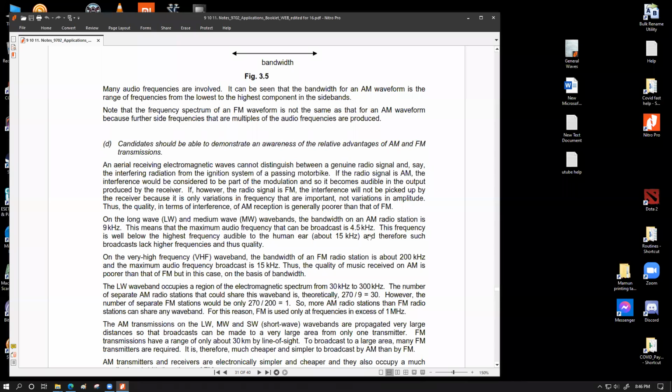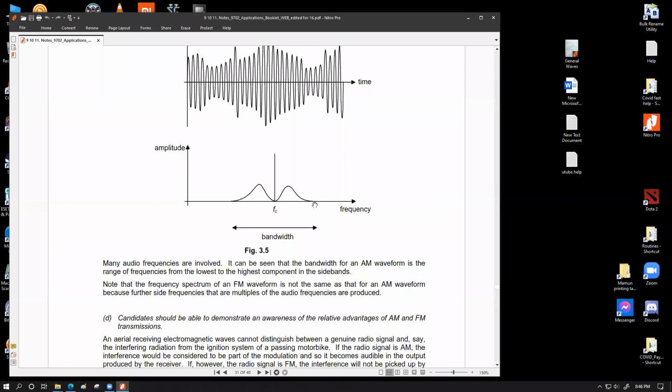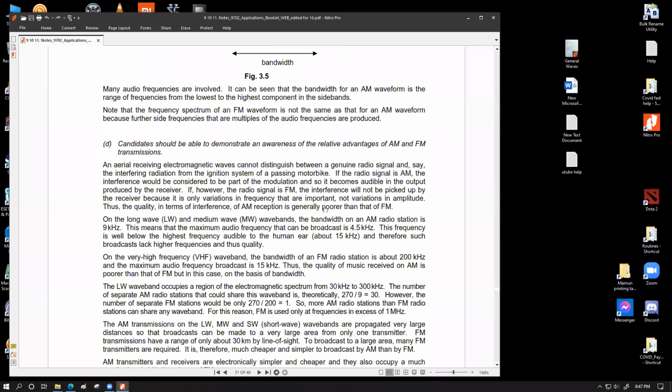You cannot achieve more than 4.5 kilohertz because if you want to achieve more than 4.5 kilohertz, you need this whole bandwidth to be more than 9, because you have 4.5 kilohertz on one side and 4.5 kilohertz on the other side. Together you're going to have 9 kilohertz. So on one side of the carrier wave frequency you can have 4.5 kilohertz only. This frequency is well below the highest frequency audible to the human ear, about 15 kilohertz, and therefore such broadcasts lack higher frequencies and thus quality.